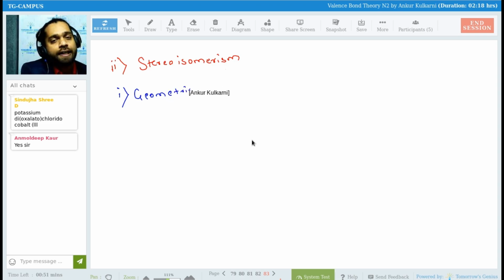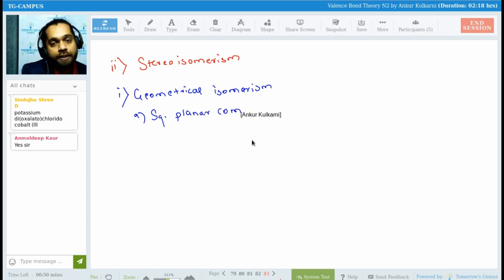It is there in the organic chemistry also. Geometrical isomerism. That means our cis and trans. So for example, first let us consider square planar complexes. Okay, that means what? What will be the coordination number for the metal in the square planar complexes?